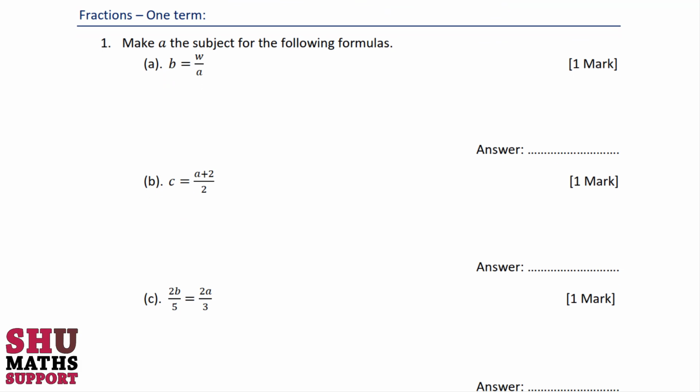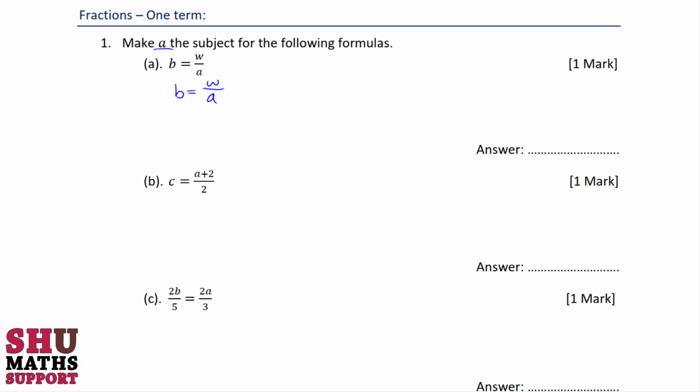Right, so we're next going to move on to fractions where we have one term. And the question asks us to make A the subject for the following formulas. Our first formula is B equals W over A. So if we write that underneath, we have B equals W over A, and we're making A the subject.